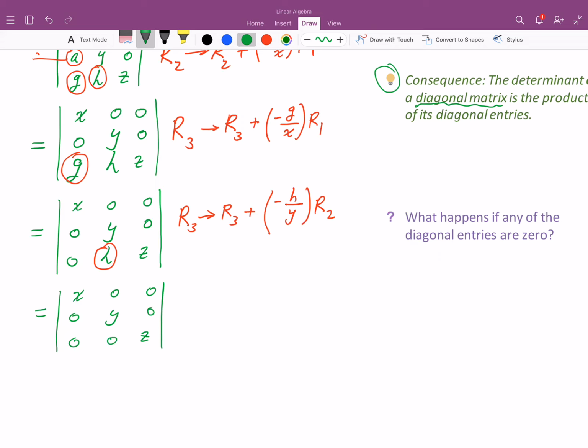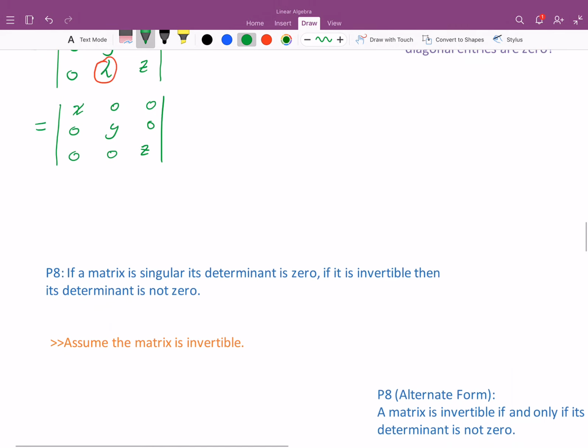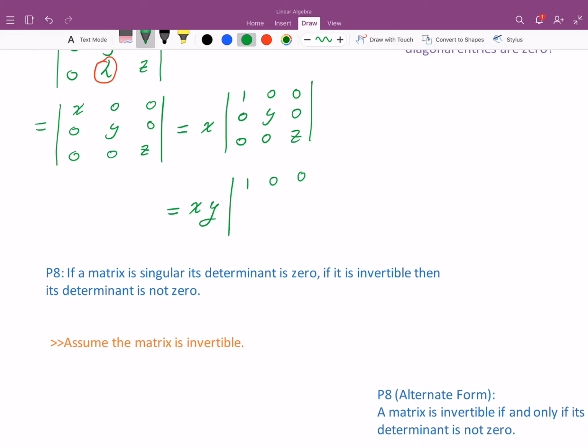Great. So far, the only row operation I've done is this one over and over again, so the determinant didn't change. Now, we're going to use linearity, and we're going to use it 3 times. The first thing we're going to do is factor out x from the first row. We get 1, 0, 0, 0, y, 0, 0, 0, z. Now we're going to use linearity again and factor out y from the second row. So I get 1, 0, 0, 0, 1, 0, and 0, 0, z. And I'm going to use linearity one more time. You probably know what we're going to factor out z from the third row.